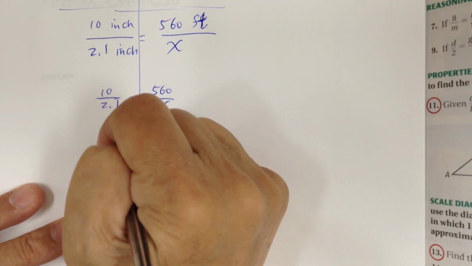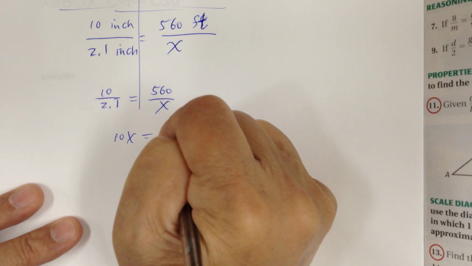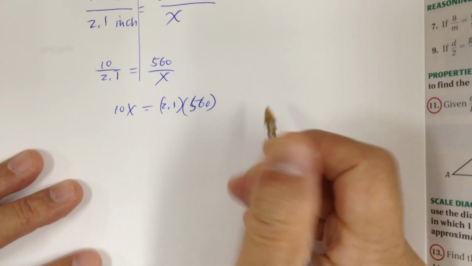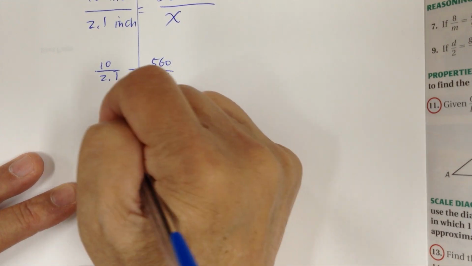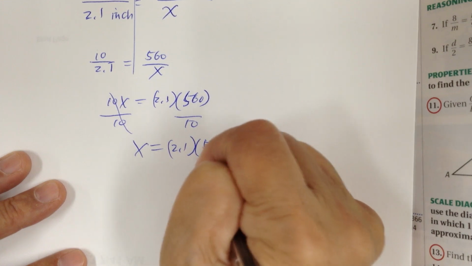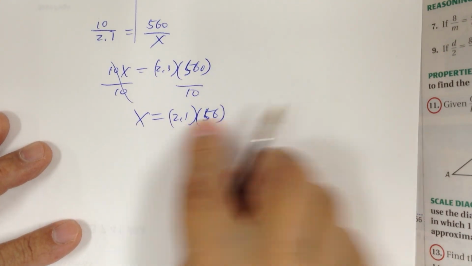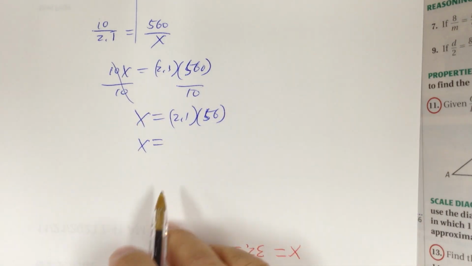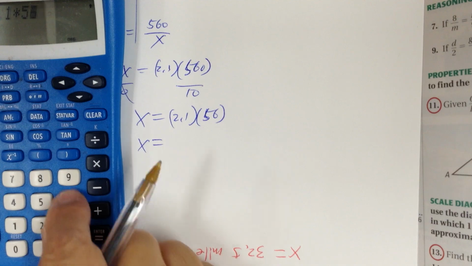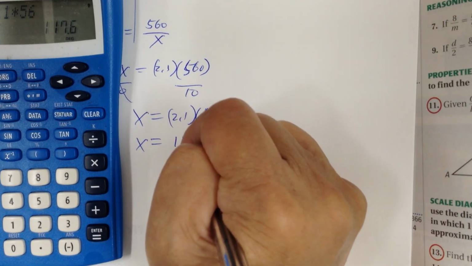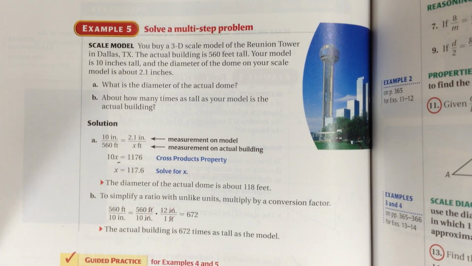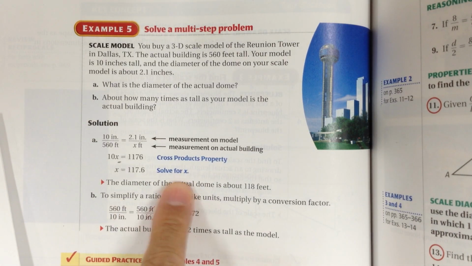So you can cross multiply. So 10x equals 2.1 times 560. Then you divide by 10, so you cancel out. So x equals 2.1 times 56. You don't have to do this extra step. I'm just doing that so you can see how to simplify. So 2.1 times 56 equals 117.6 feet. And that's the answer right here.